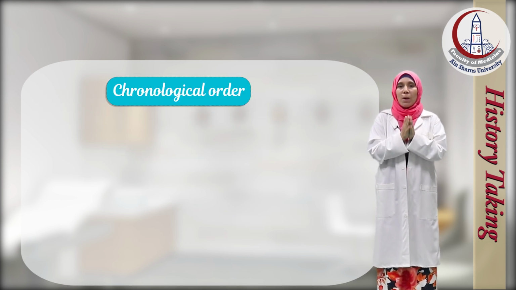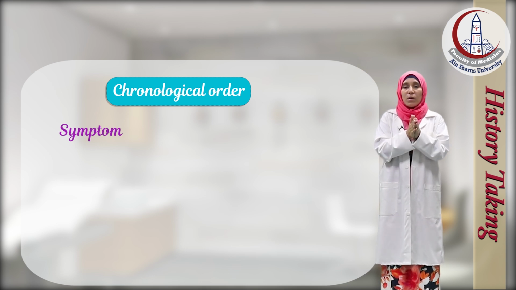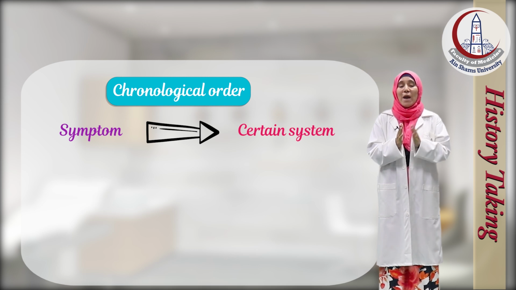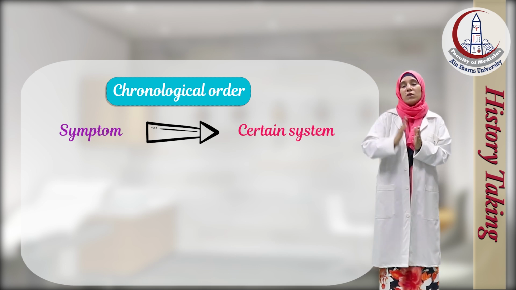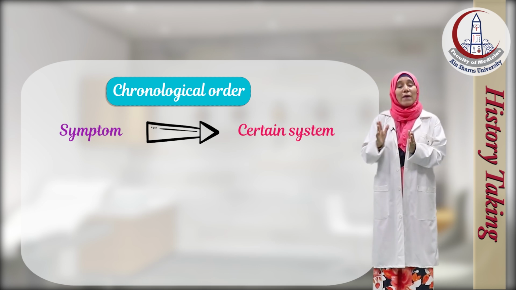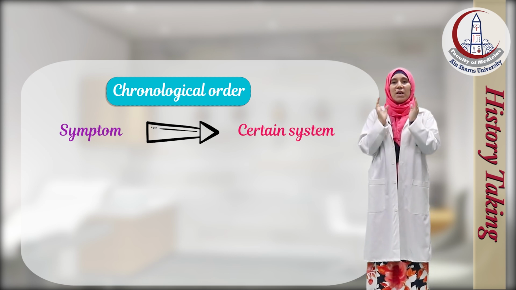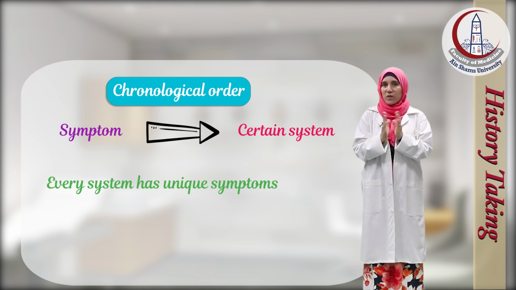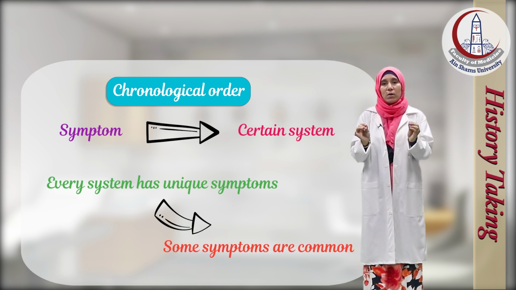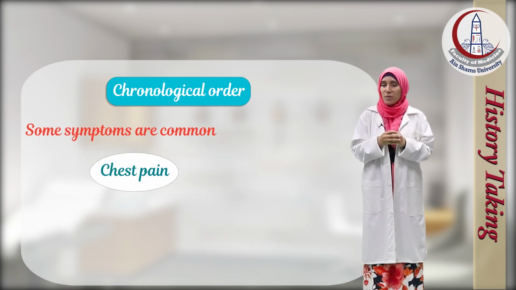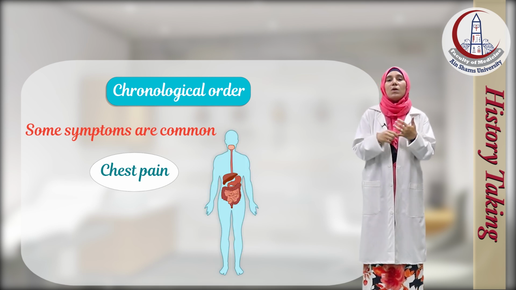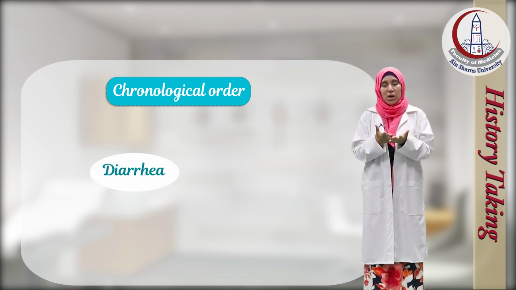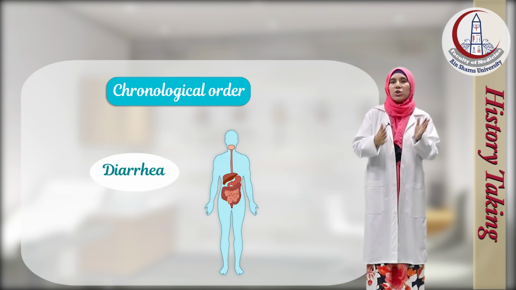When you ask your patient about a symptom, this symptom will guide you to a certain system. For example, you have the gastroenterology system, the cardiological system, the respiratory system, the rheumatology system. Every system has its unique symptoms or unique questions to ask about symptoms. Some symptoms are common, like chest pain. Chest pain can be in a gastroenterology sheet, a respiratory sheet, or a cardiological sheet. But diarrhea, you'll only find in a gastroenterology sheet.